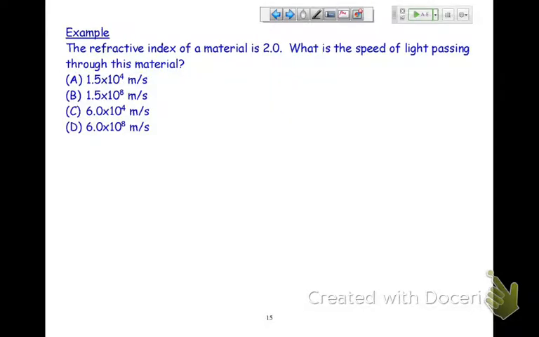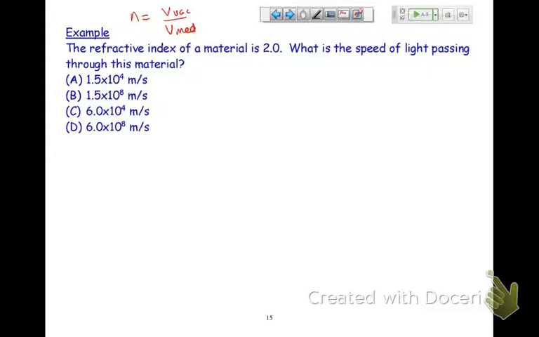And then, what are the units for refractive index? Refractive index equals the velocity in vacuum over the velocity in the medium. So what are the units of refractive index? What do you think? No units. It's like coefficient of friction. It's dimensionless, yeah.